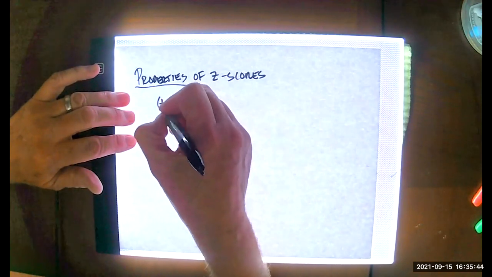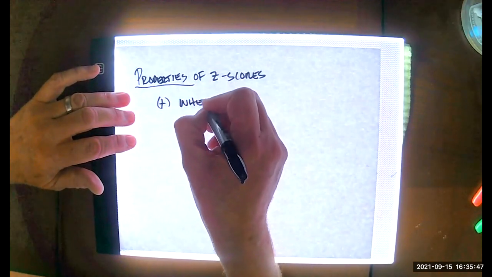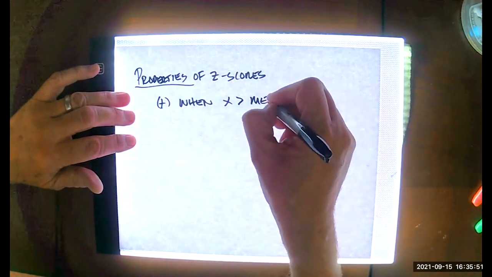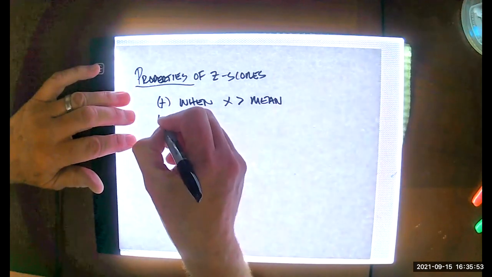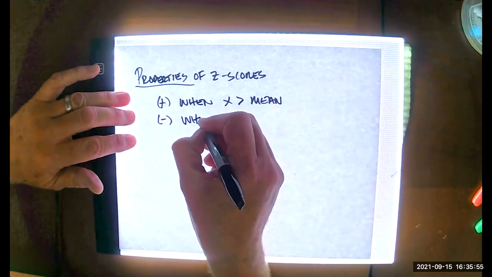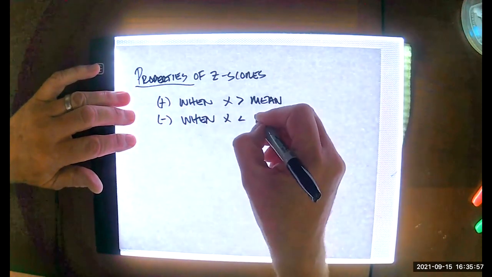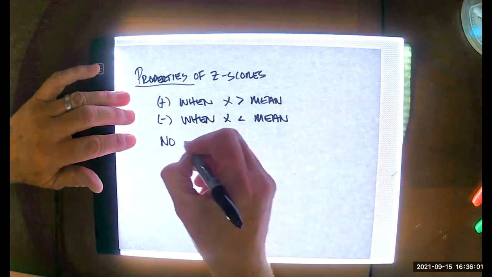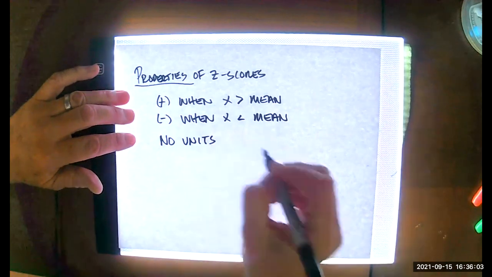They are positive when X is greater than the mean. They are negative when X is less than the mean. There are no units.